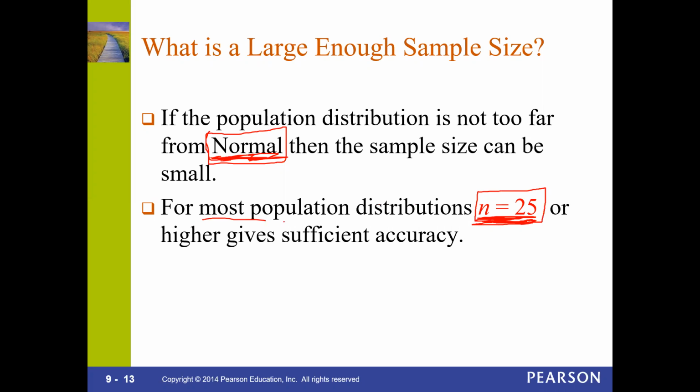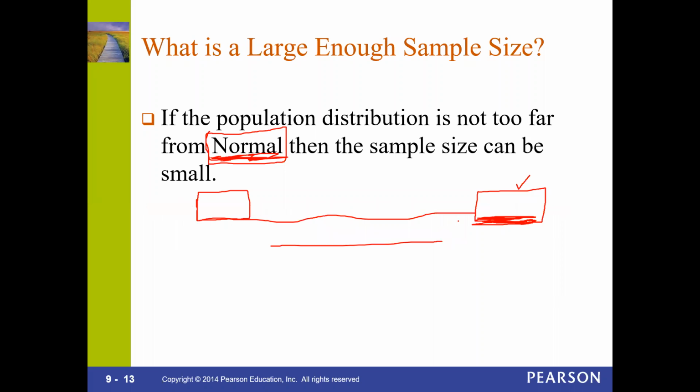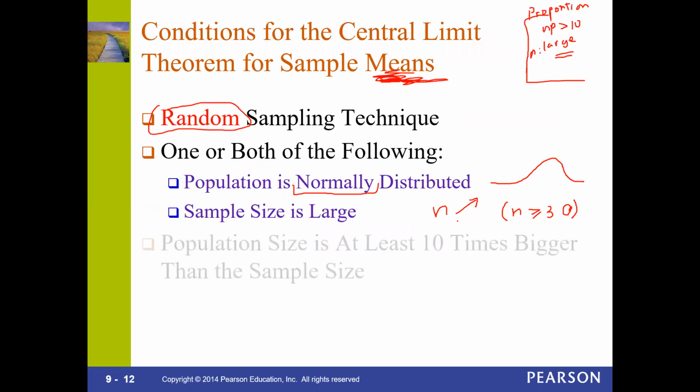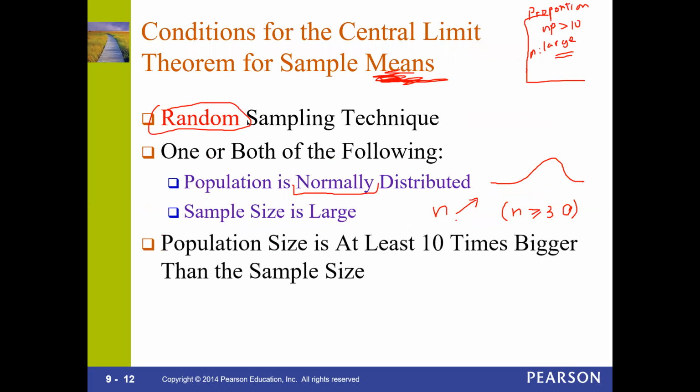This one says for most population distributions, n equal to 25 or higher gives sufficient accuracy. Usually n equal to 30 is the one that most books use. But the book that we're using right now probably did so much study and says for most, that's the keyword, most, then 25 should be fine. So for now, we can use 25. But in general, what I said right here is 30. Let's put it down here, in general.